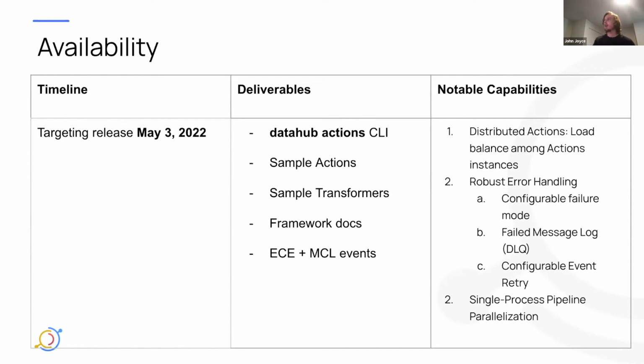Some notable capabilities I wanted to call out: we will support distributed actions from the very beginning. This means you'll be able to load balance among action instances as long as the configuration is the same. We achieve this because we use Kafka consumer groups under the hood, which allows you to load balance among a single stream. We also have robust error handling, a configurable failure mode or continuation policy, which describes what to do if an event fails to process, i.e., do we shut down the pipeline or do we continue to make progress? A failed message log, which will keep track of those events which fail to be processed by the action. A configurable retry policy, so the ability to rerun an action if it fails. And then finally, single process pipeline parallelization, so basically running multiple configuration files in the same DataHub actions command in parallel.